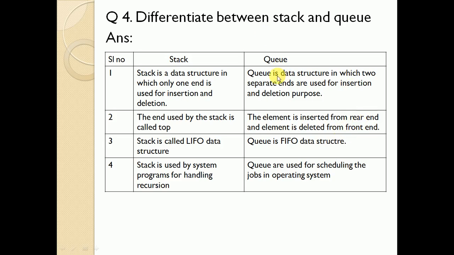Stack is called a LIFO data structure, that is last in first out. Queue is a FIFO data structure, first in first out. Stack is used by system programs for handling recursion. Queues are used for scheduling jobs in an operating system. The real-time example of the stack is you can place books one after another, where the last kept book will be removed first, or you can keep coins one after another. The last kept coin will be removed first.